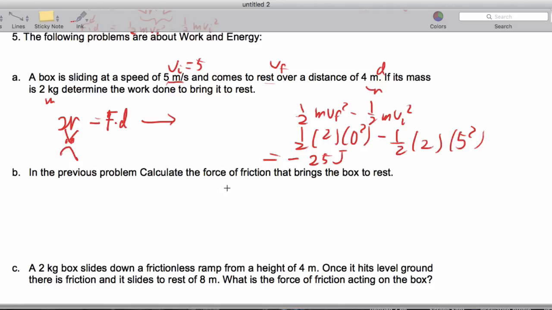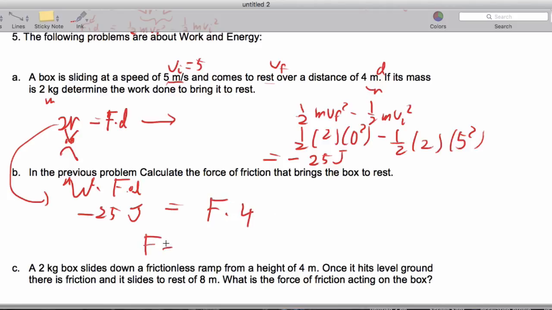So the force of friction that brings the box to rest will be calculated using the following. Now I can use this formula down here. Work is force times distance, and I have negative 25 joules equals the force times this distance of 4. So when we isolate the force, it ends up being negative 6.25 newtons.